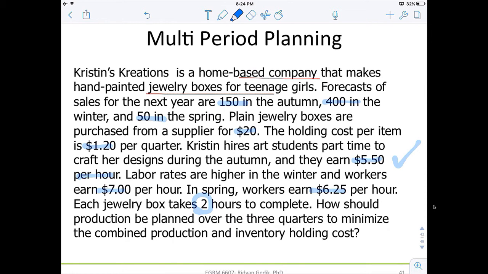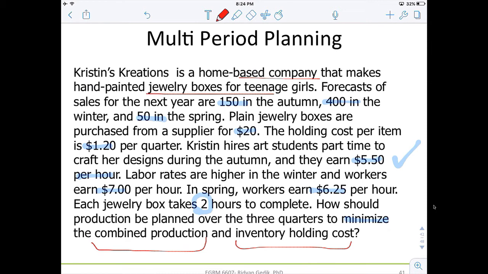How should production be planned over the 3 quarters to minimize the combined production and inventory holding costs? We'd like to minimize the total cost. Which costs? Those are the inventory holding cost and the combined production cost. Even though this is a simple case study, this problem can be found in any service or manufacturing company. So basically, how are you going to allocate your workforce in such a way that you produce what your forecast says, with the minimum production and inventory holding cost?